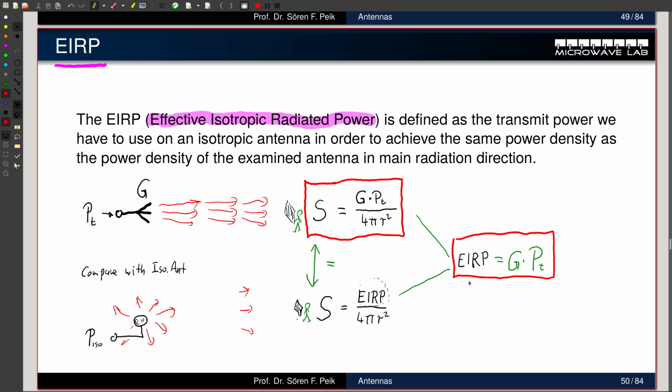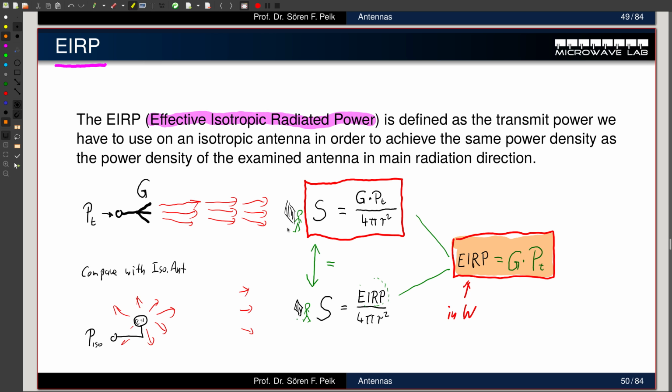EIRP is a power measured in watts, which describes the required power to power up an isotropic antenna to give you exactly the power flux density you have in the real case. And the real case is the gain times the PT. If you don't get it exactly now, it's not so important, but you have to remember that formula here, which is important. The equivalent radiated power is my gain times my transmit power.